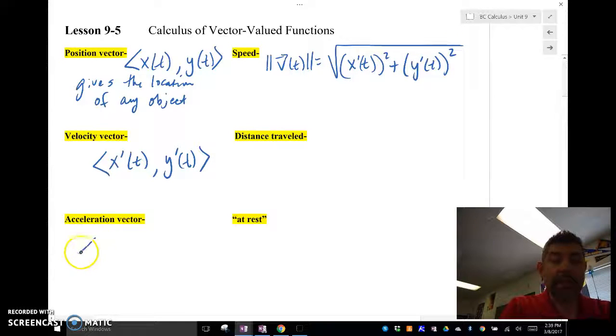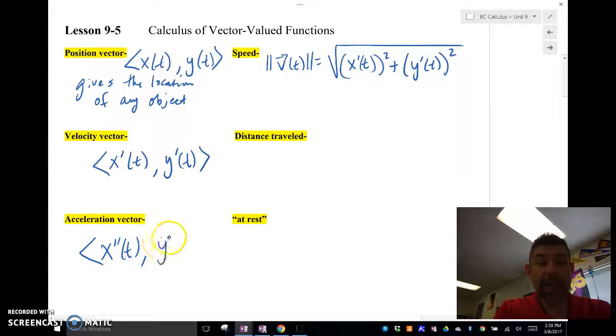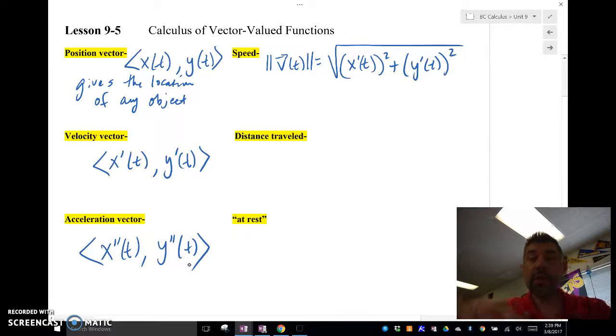The acceleration vector, well, what do you think? The acceleration is the derivative of velocity. So it's going to be the second derivative of x and the second derivative of the y component. The total distance traveled is going to be the integral from a to b, so some values of a to b.